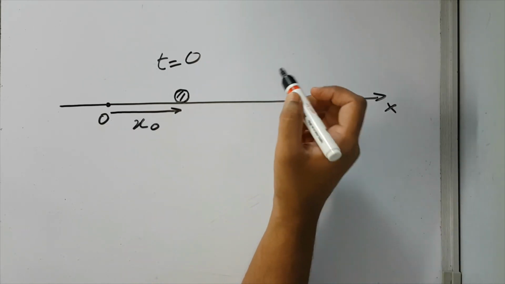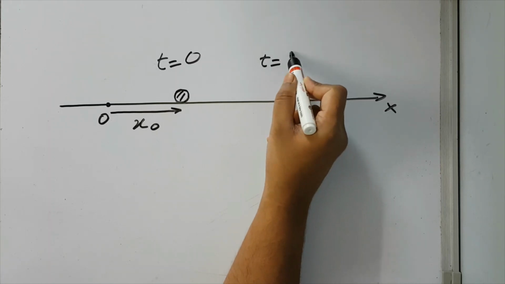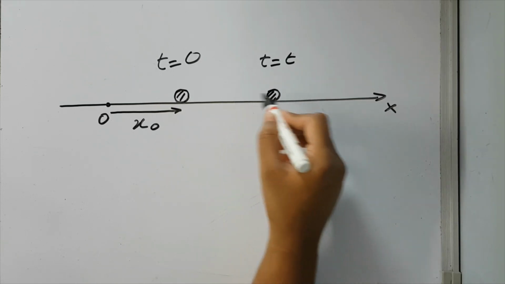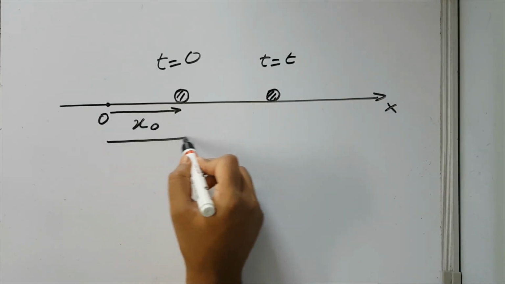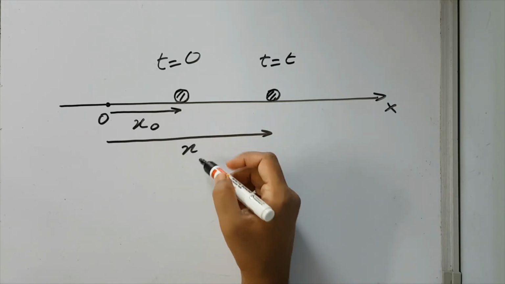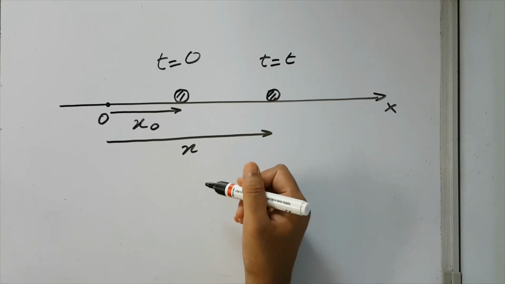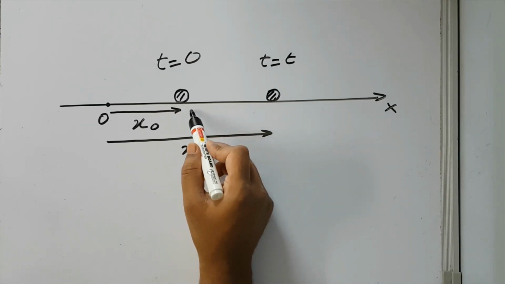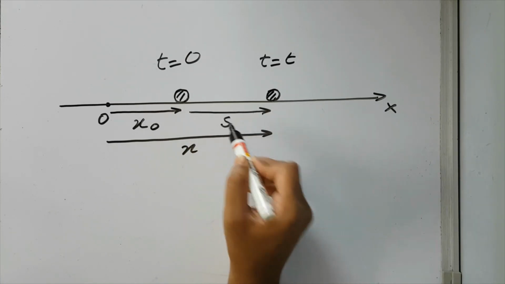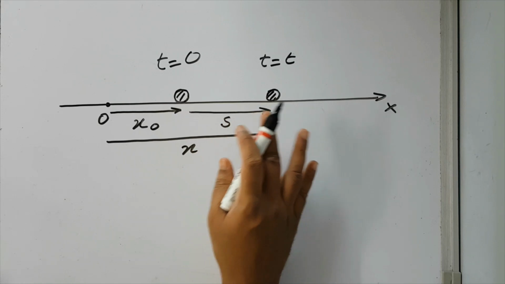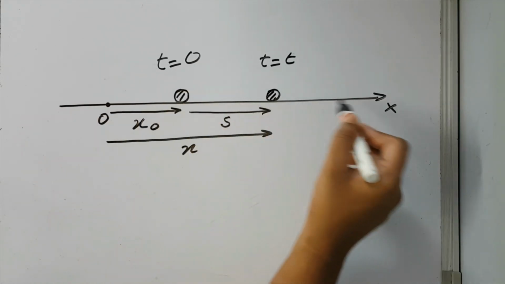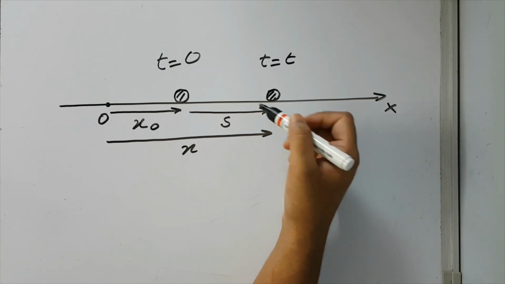And after some time t, let's say at time t is equal to t, the particle is here, and let's call this position, the final position, x. This is x at any time t. So you could clearly see that the displacement of the particle is this. This is the displacement s of the particle. Now we cannot comment on the distance traveled by the particle, because this particle might have gone here, then there, and then came to this point. We don't know about that.